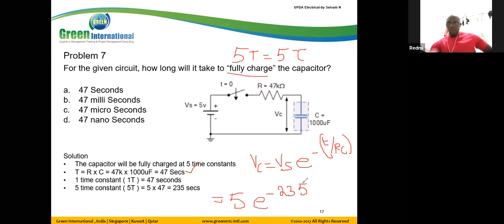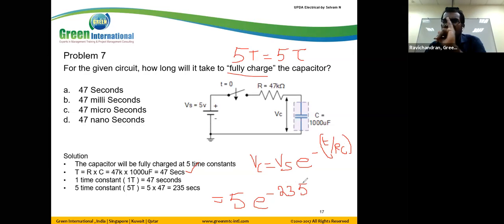Here we already solved the problem. Remember, they asked the question, how much time is taken to fully charge? It is 235 seconds. Okay, the question is finished. Now we cross check the answer: 5 e to the power of minus 235 over 47. Just check with the calculator.